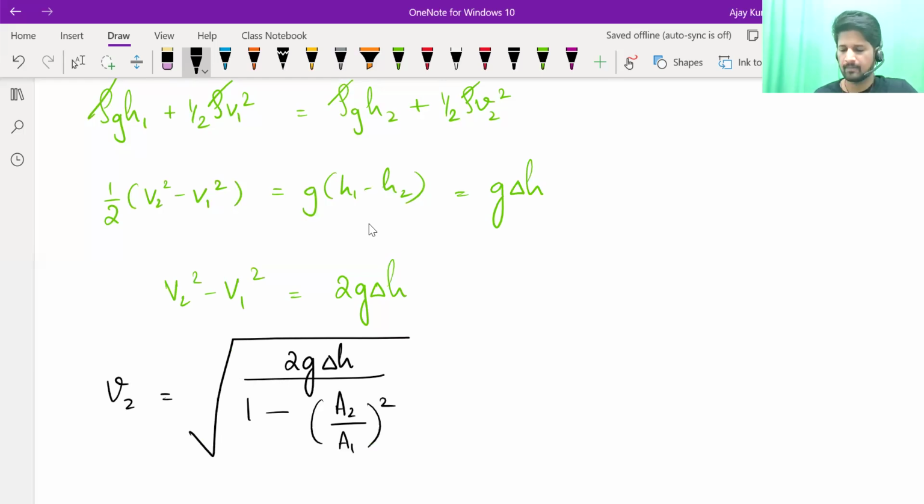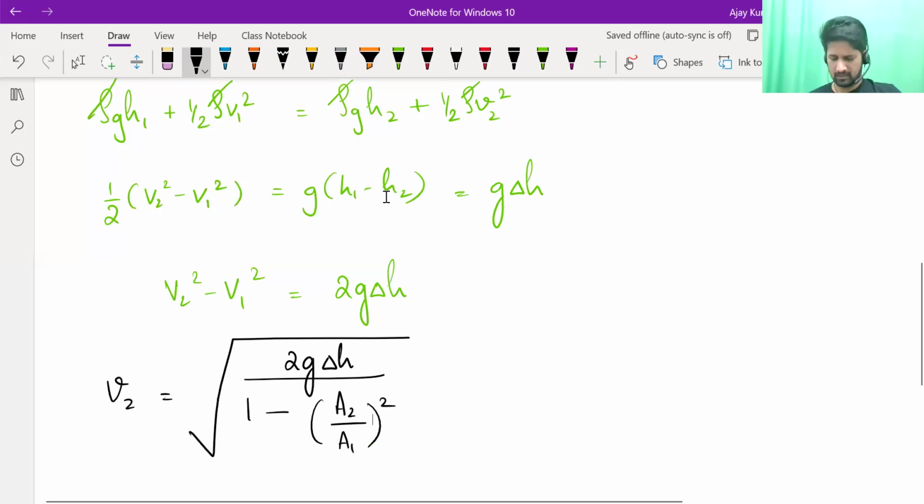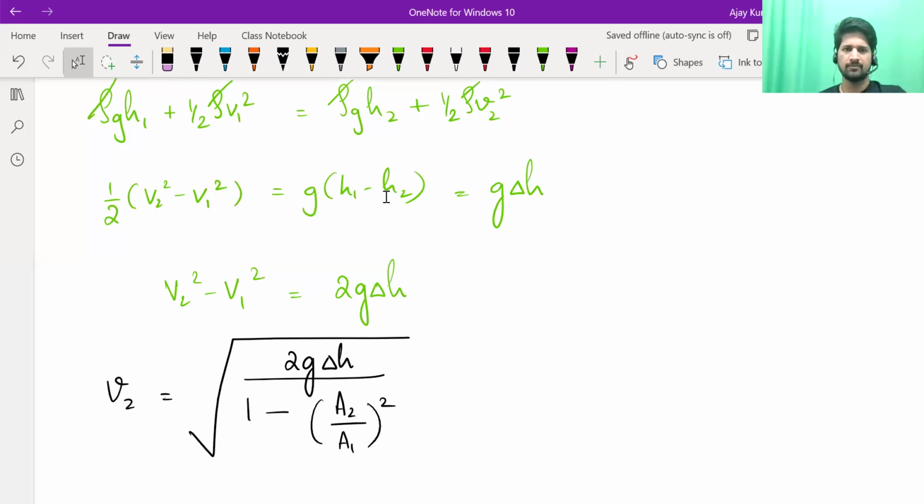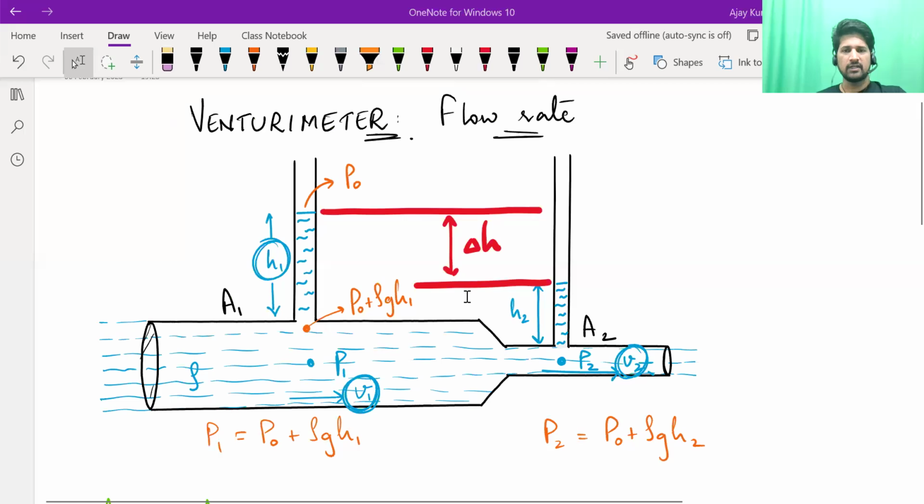Simple. Here A2 will not be negligible compared to A1. It will be significant. They'll have to give you that in the question. Then you can tell what is the speed of flow. And once you find out the speed of flow, you can tell the volume flow rate, mass flow rate, all those things. Is it clear how to find out the speed of flow from this kind of apparatus?